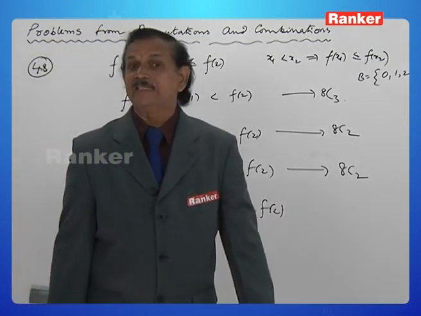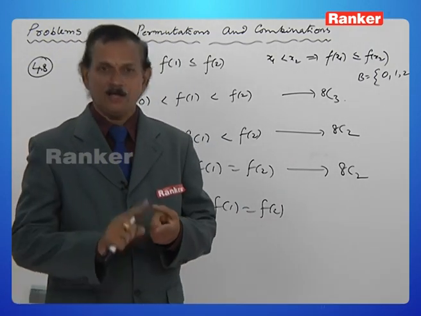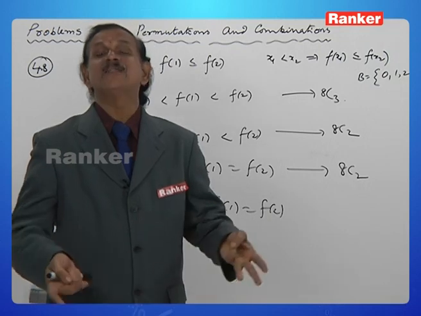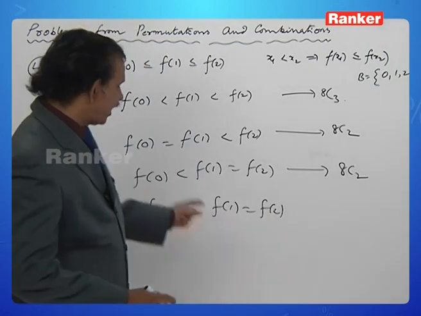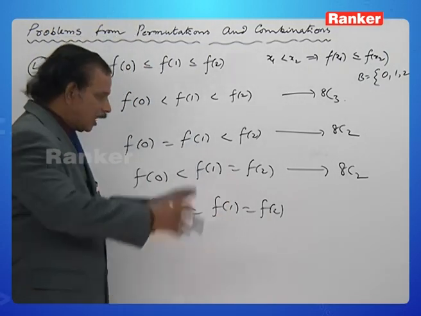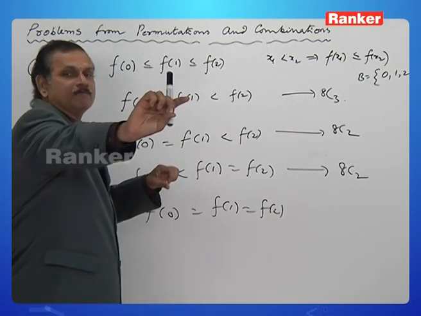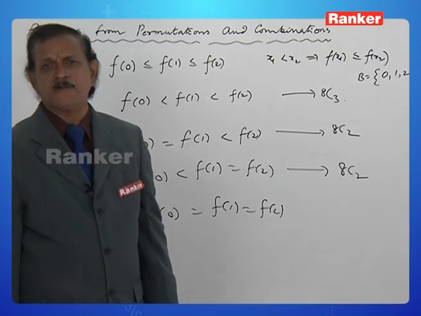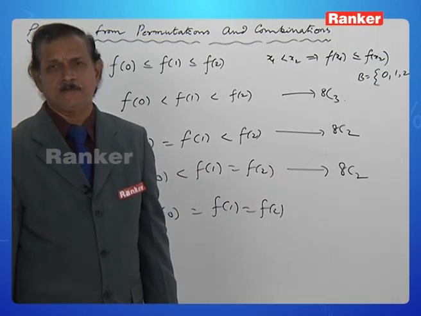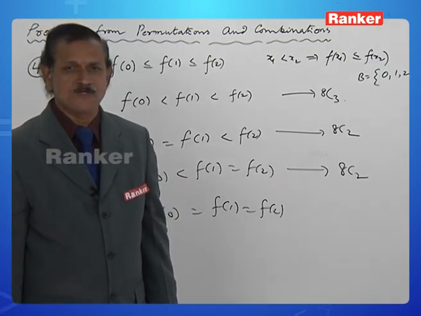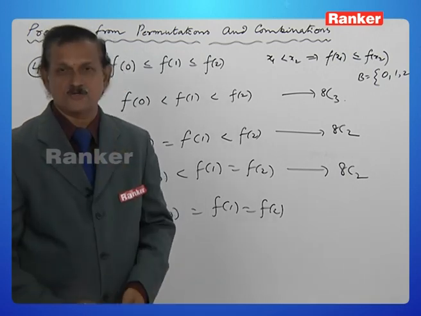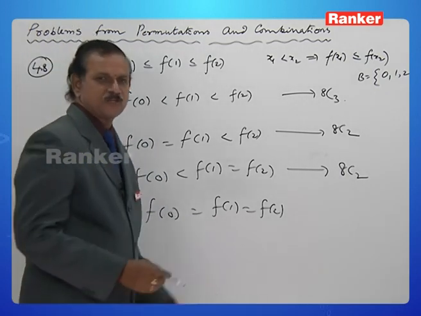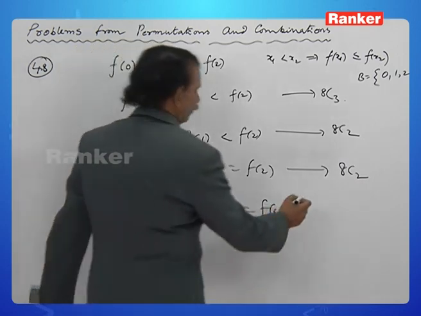And the last, f of 0 is equal to f of 1 is equal to f of 2. What is the case with that? F of 0, f of 1, f of 2, they are all same. So, 0, 1 and 2 are going to be mapped to one particular element of the codomain. How many elements of the codomain are there? 8 elements of the codomain are there. Out of them, how many are to be chosen here? Only 1 element is to be chosen. How many ways you can choose that? 8C1 ways.